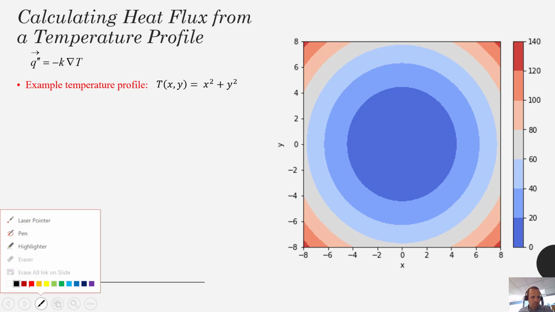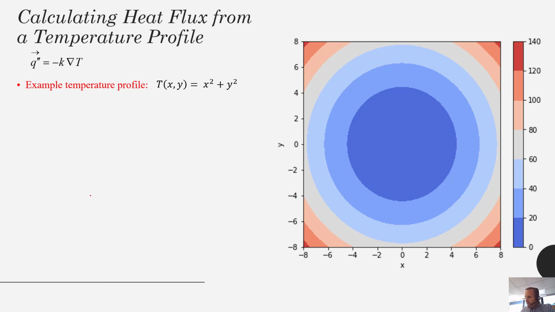So let's look at another point on here. Let's take the point x equals -6 and y equals 0. So that puts us right about here. So that point is -6, 0.